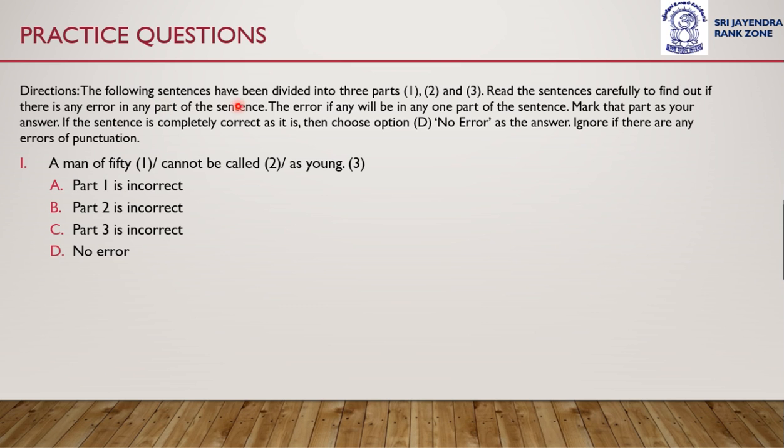The following sentences have been divided into three parts: 1, 2, and 3. Read the sentences carefully to find out if there is any error in any part of the sentence. The error, if any, will be in any one part of the sentence. Mark that part as your answer. If the sentence is completely correct as it is, then choose option D.